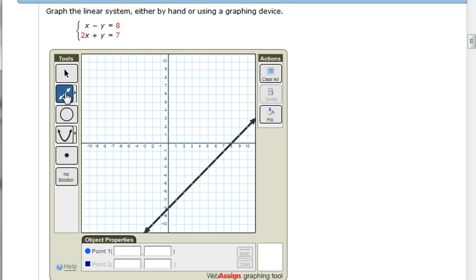To get the second line, we select the line tool again. Let x equal 0. Y will equal 7. Let y equal 0. X will equal 7/2.